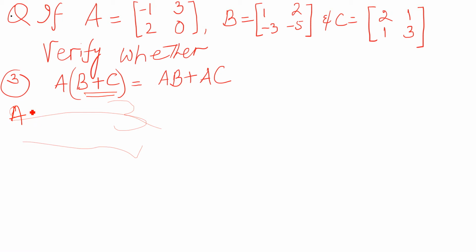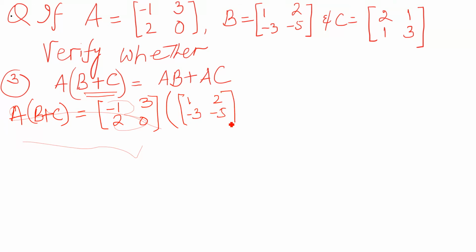A is equal to minus 1, 3, this and this, and in bracket you have to write down B, which is 1, 2, negative 3, negative 5. Here you have to use the sign plus. Right, here, see, there is plus as well. So C is 2, 1, 1 and 3, and there is a difference between multiplication and addition. So this will remain the same. We are not going to do this.